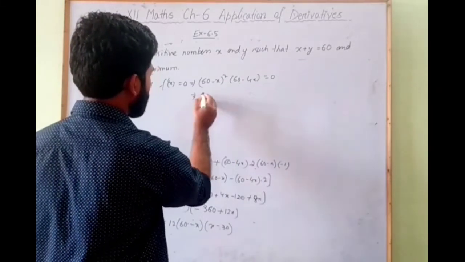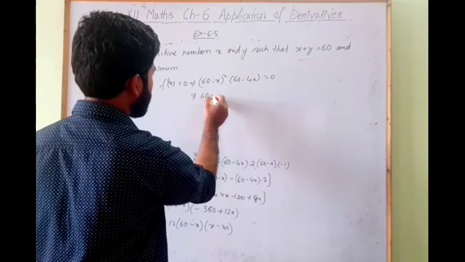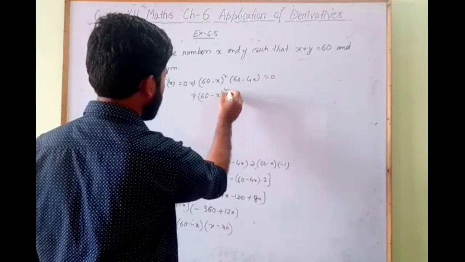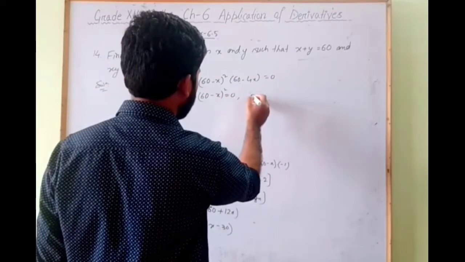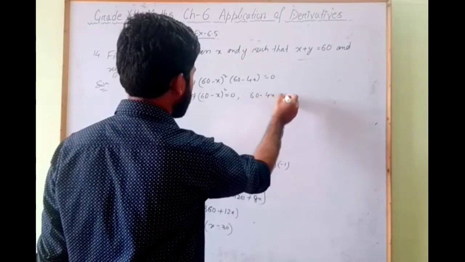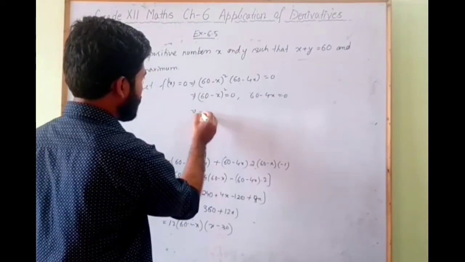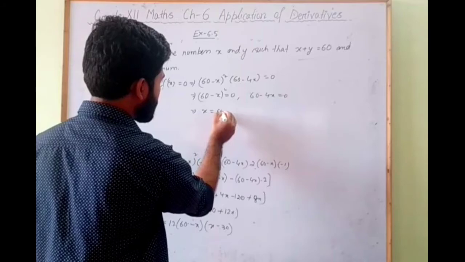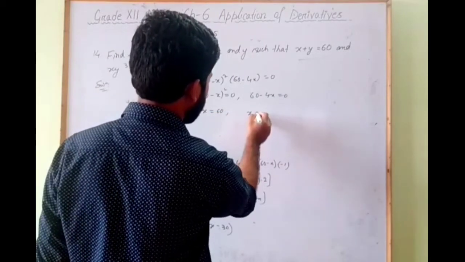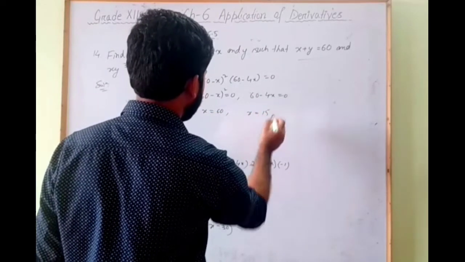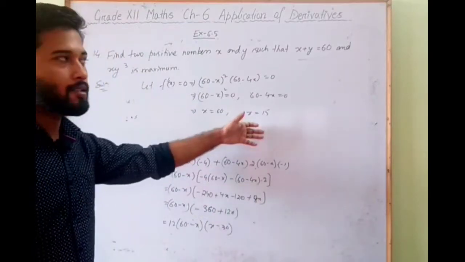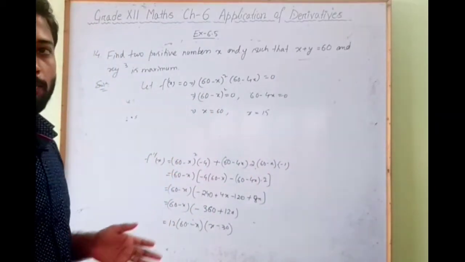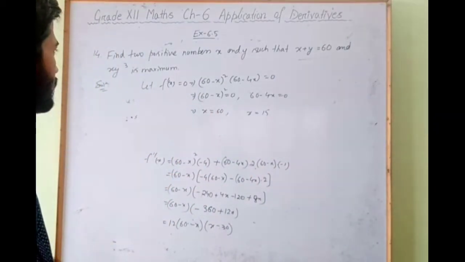We have two options: either (60 − x)² = 0 or 60 − 4x = 0. This implies x = 60, and from the other we get x = 15. So we have got two critical points.